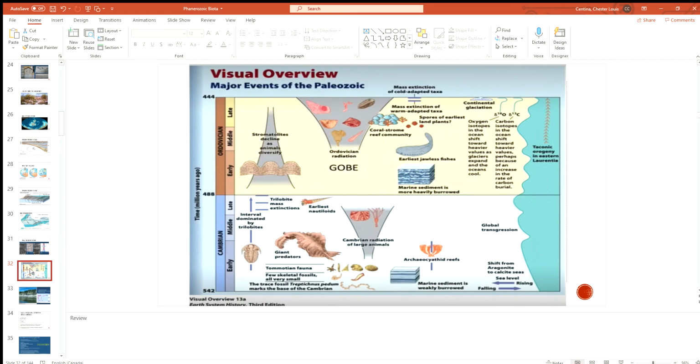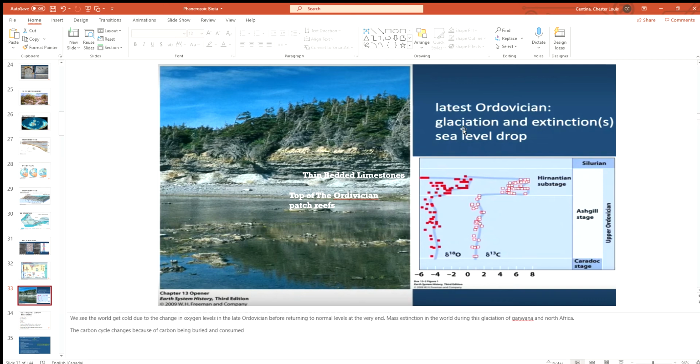Okay, next. All right, so we see this map. So basically, I'm gonna try to interpret this. This right here is the top of the Ordovician, the patch reefs, which is right here. And then this is the thin bedded limestone, just in case he asks. And on top of that are the newer rocks. Okay, let's look at our notes.